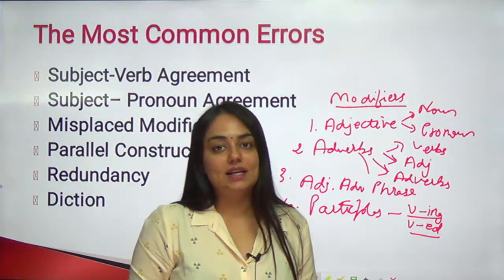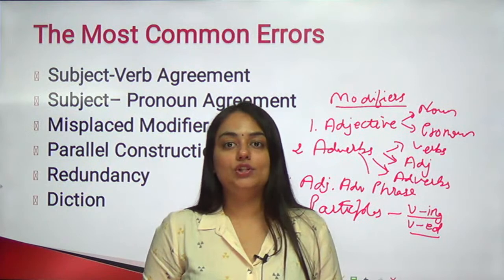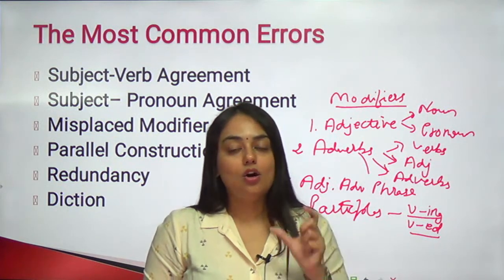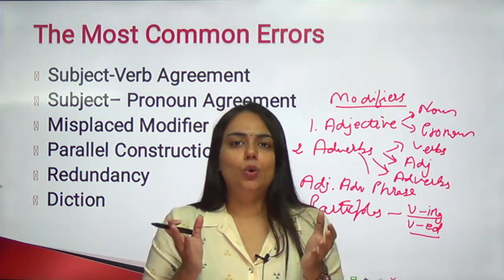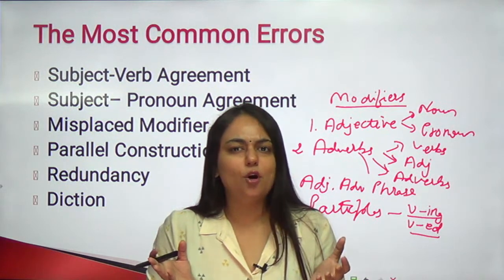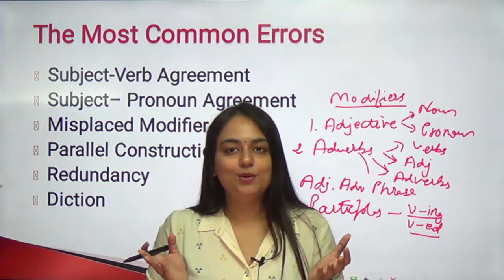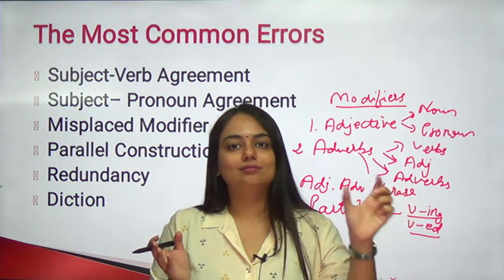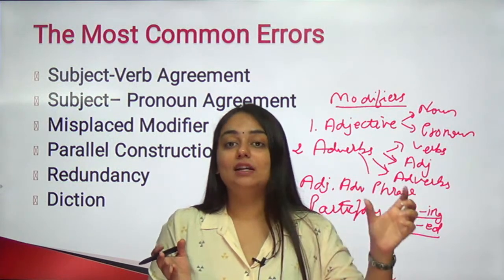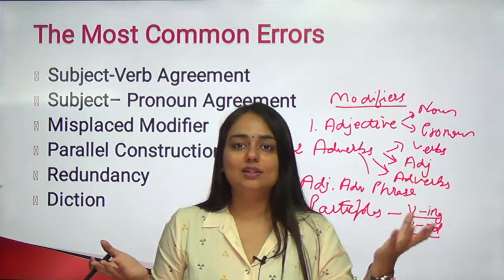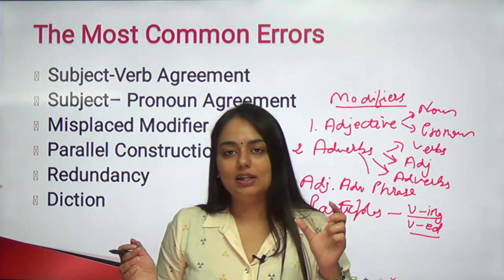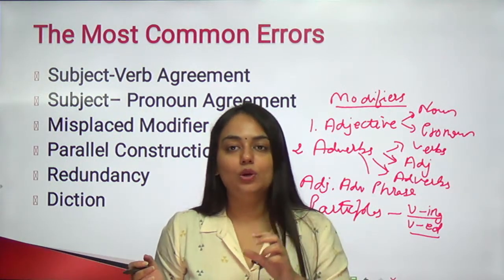Let me give you an example. What if I say we just saw an overloaded truck? Overloaded here, though it seems as if it is the participle form of the verb, but it's not a verb. Overloaded truck. Overloaded is used to modify truck. Truck is a noun, it's a thing, it's a vehicle. So here it is used as an adjective, overloaded.